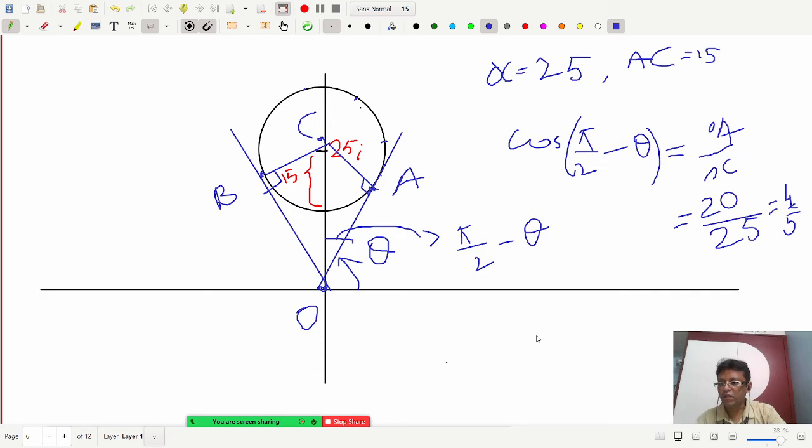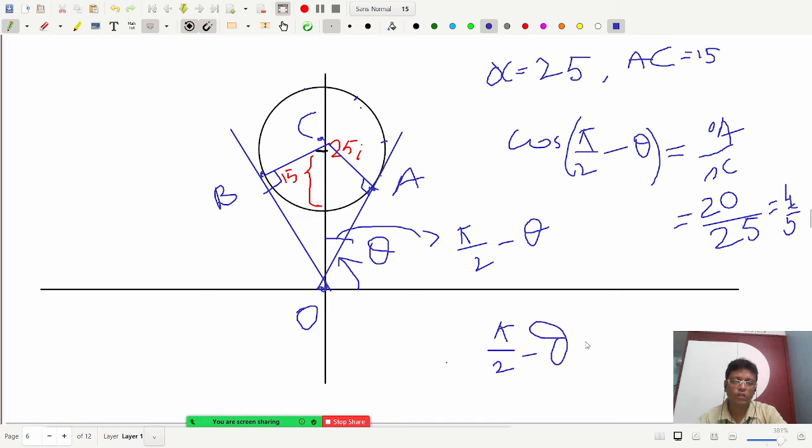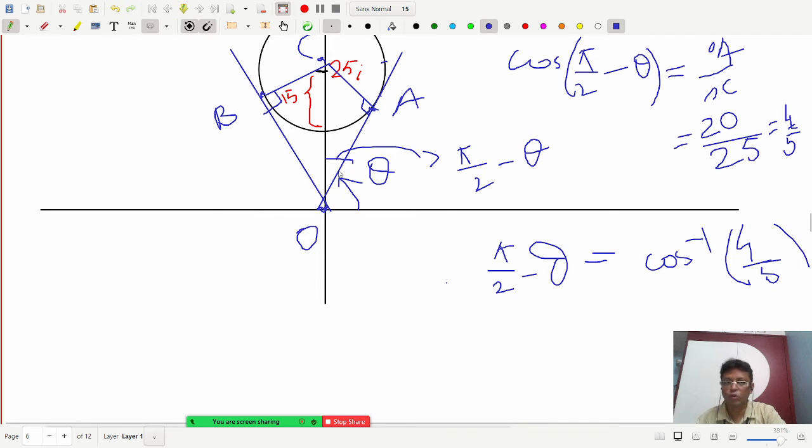So pi by 2 minus theta is cos inverse 4 by 5. You see, this angle is this. Similarly, you can get COB. This is the maximum, and these two angles are symmetric. This is a symmetric diagram, so similarly BOC is also cos inverse 4 by 5.